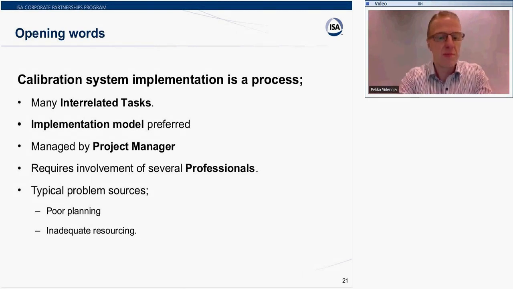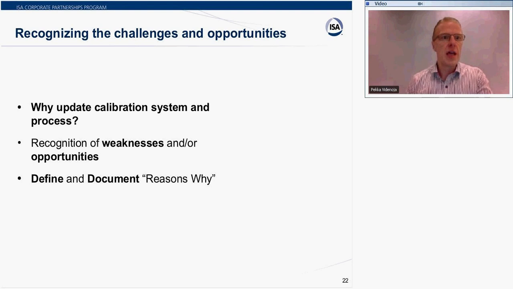What typically causes problems, like scope creep and budget and schedule overruns, is poor planning and inadequate resourcing, rather than individual steps that might be too difficult. So, the actual process: recognizing the challenges and the opportunities. First of all, why are you considering updating your calibration system and the calibration process? The system change process is usually ignited by the recognition of weaknesses and or opportunities. Nevertheless, what is the reason why?